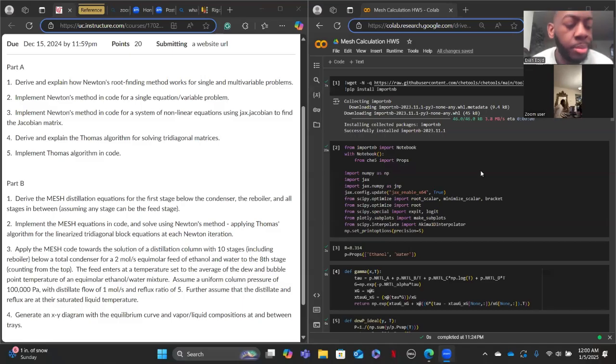All right. Hi, everybody. Evan here with the last part of Homework 5, where we will be deriving a MESH calculation column. Okay, so a MESH distillation column is basically just a regular distillation column.